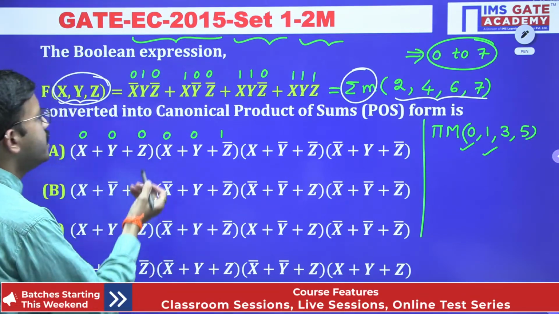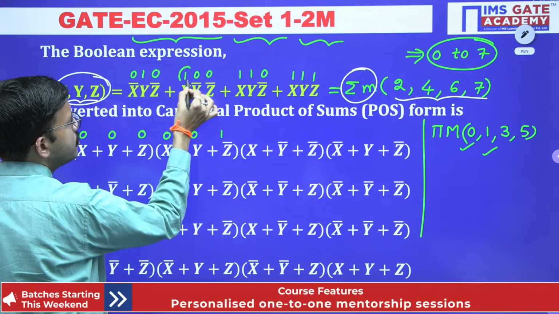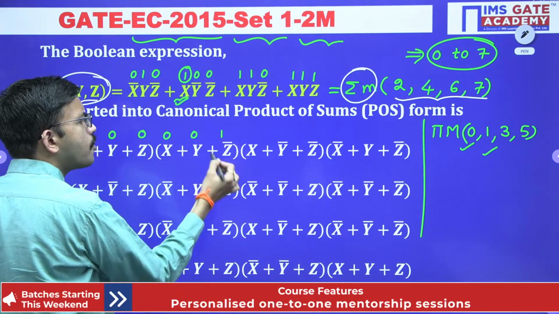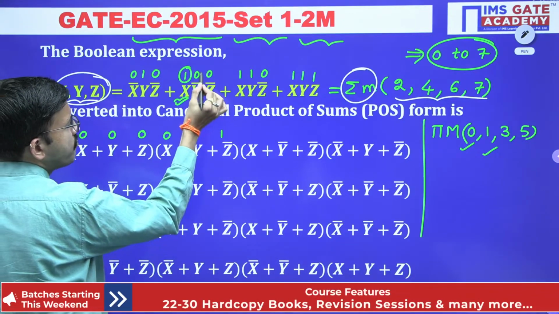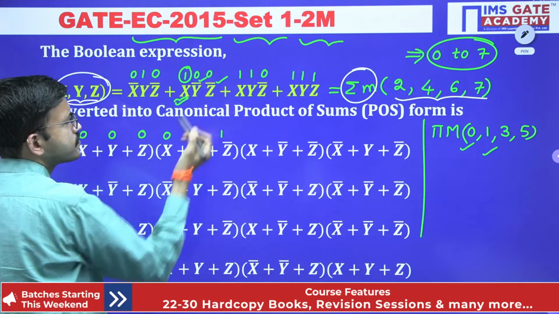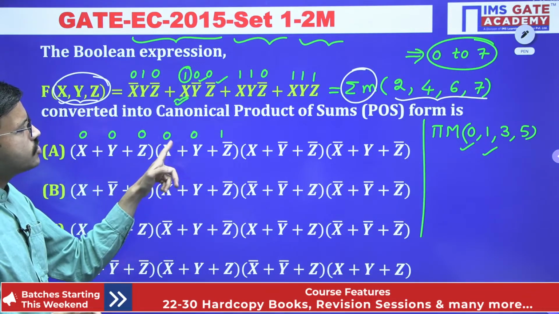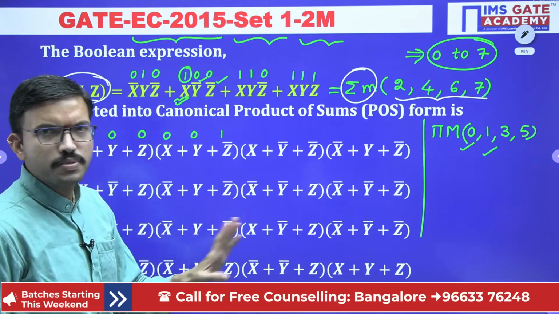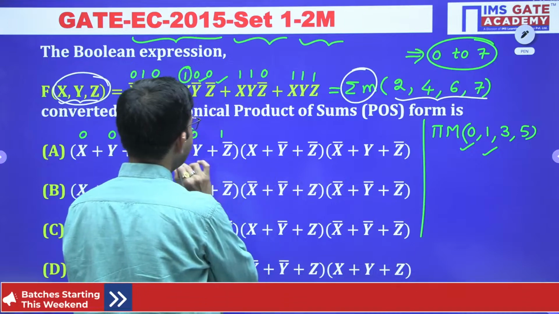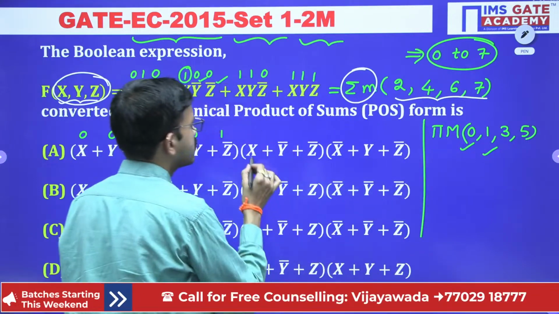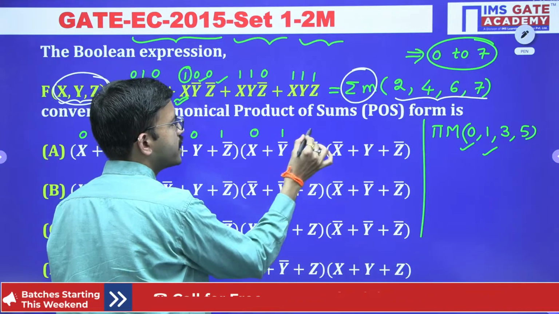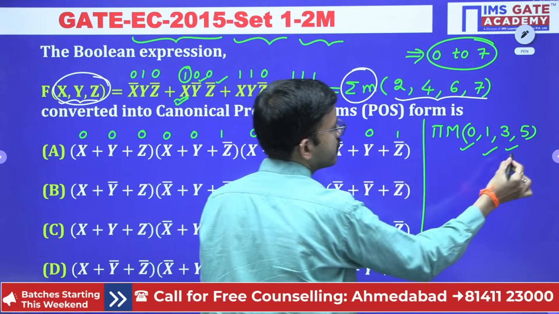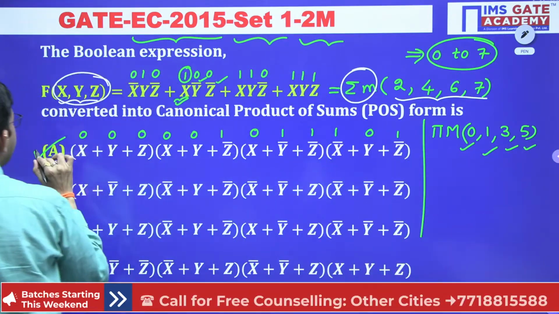Simple. See here, for min term, whenever the variable value is 1, normal version. Whereas here, whenever the variable value is 1, complement version. For min term, whenever the variable value is 0, complement version. Whereas here, if the variable value is 0, normal version. So just remember, for min term, exactly opposite for max term. Next, 0, 0, 1, that means we are getting this one. Next, here you will get 0, 1, 1, that is nothing but 3. Yes, we are getting it. Then 1, 0, 1, yes, we are getting 5. So that means option A is the correct answer.